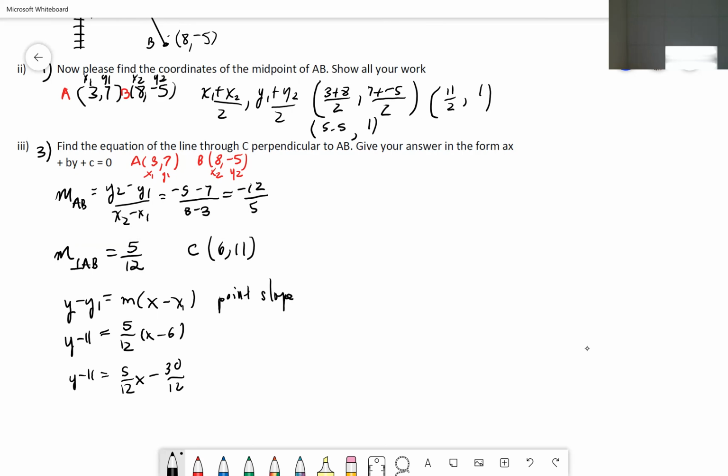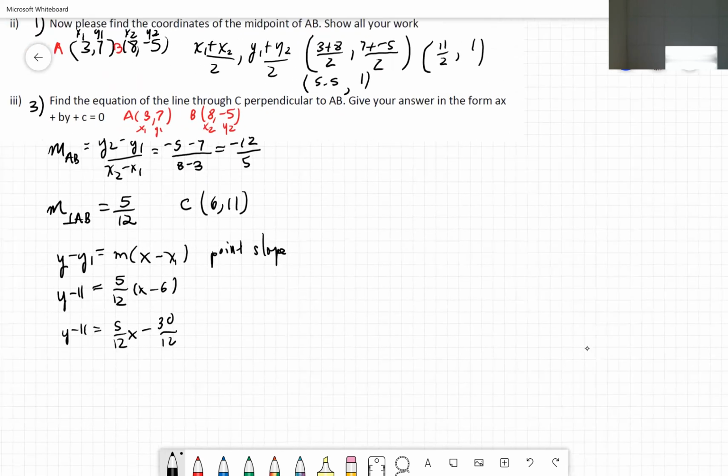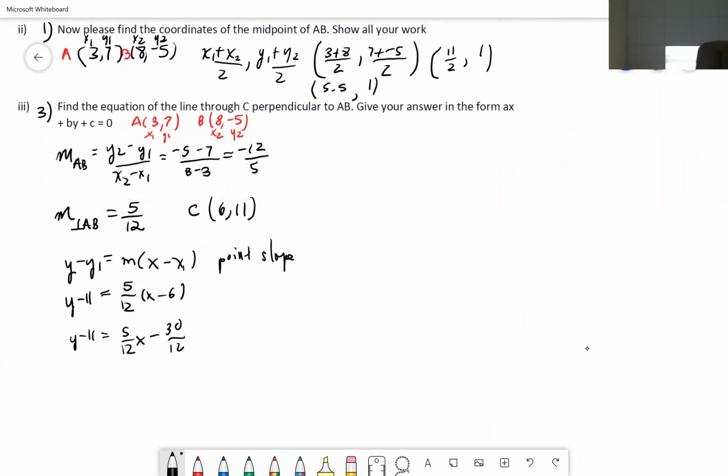Okay, but do you see your mistake? So I'm going to go ahead and multiply everything by 12 there, I think that should be appropriate, because we want to write it in a different form. So I'm going to go ahead and just write 12 times (y minus 11) equals 5 over 12 x minus 30 over 12.